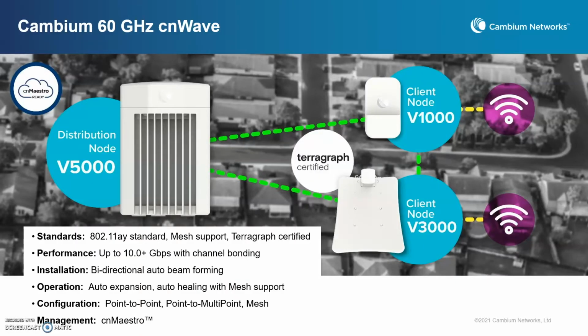So these Cambium 60 GHz radios are called cnWave. cnWave is an 802.11ay standard. It supports mesh and is Telegraph certified. The radios can do up to 10-plus gigabits per second. This is mainly for the V5000. It can be configured in point-to-point, point-to-multipoint, and mesh configurations, and it is managed through cnMaestro.